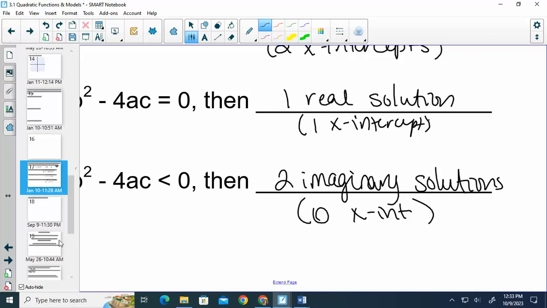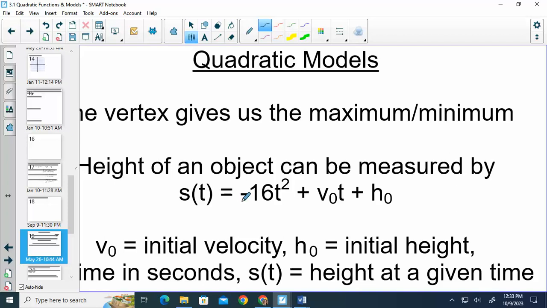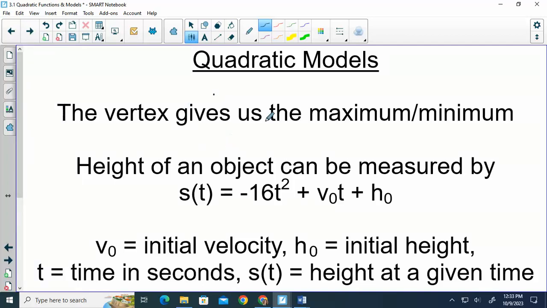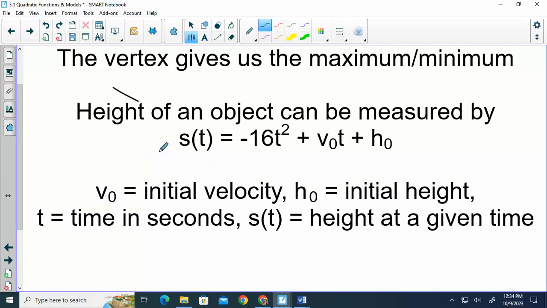The final thing we're going to do with our quadratics is just talk about word problems. We said Friday that vertex is the maximum or minimum on our graph, so our highest or lowest point. And in terms of some scenarios where that might come up, one is vertical motion. We see this a lot in physics.